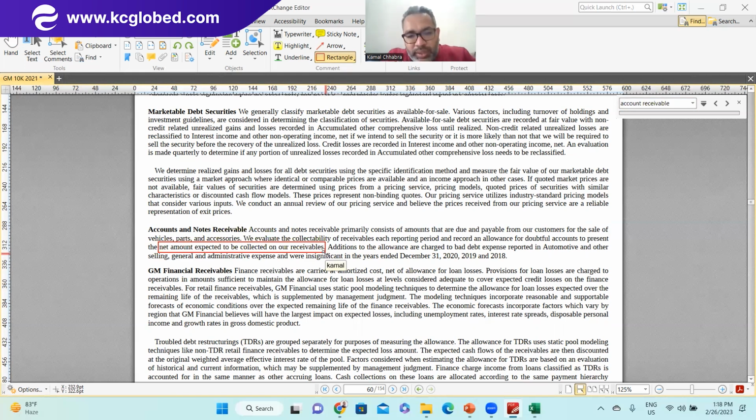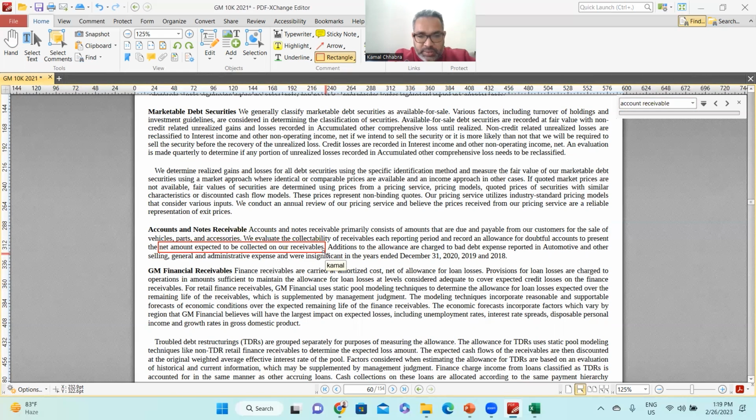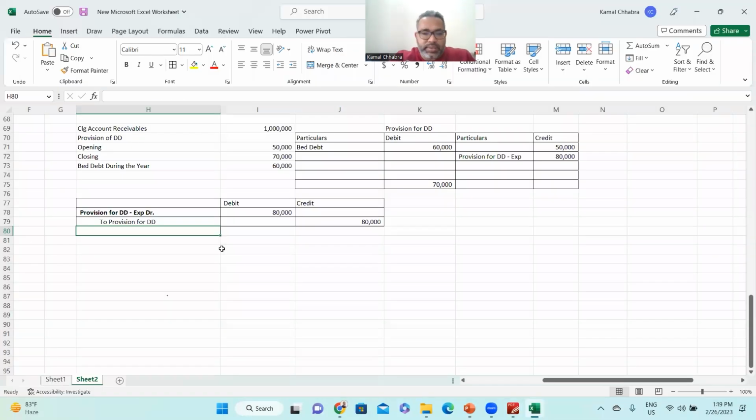Additions to the allowance are charged to the bad debt expense reported in the automotive and other selling and general expenses, and were insignificant in this year, hence separately not disclosed. Does what I was saying make sense? Yes, sir. So this is a contra asset actually.